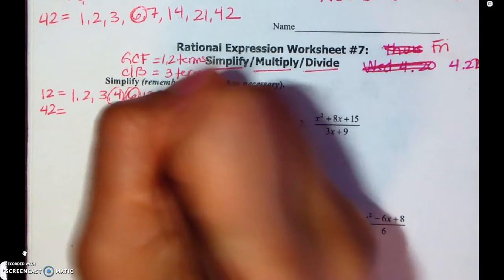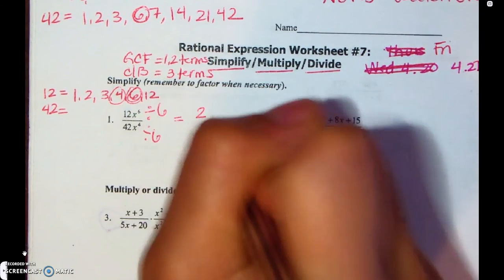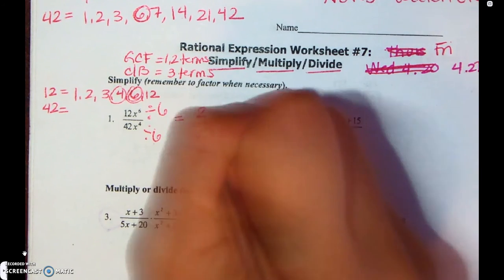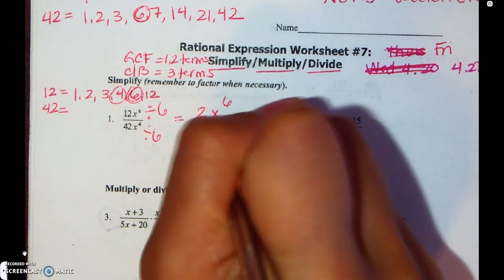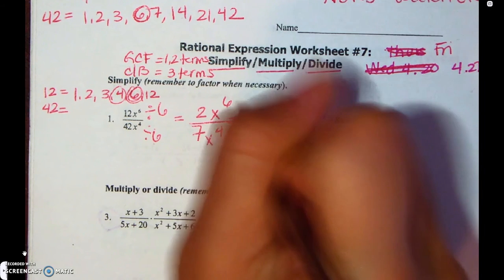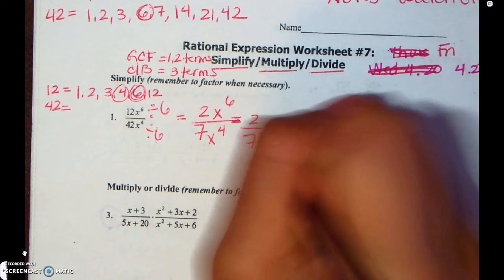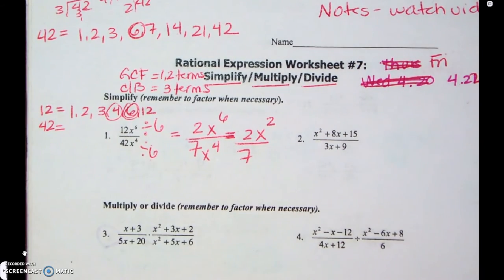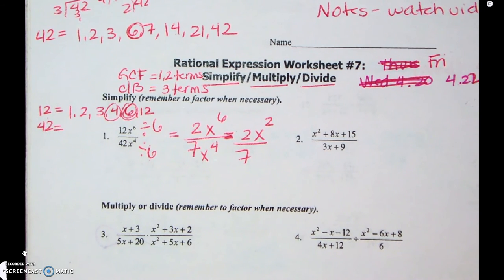So I'm going to divide the top and the bottom by 6. 12 divided by 6 is 2. 42 divided by 6 is 7. Then I still have 6 x's on the top and 4 x's on the bottom. When I eliminate 4 x's from the top because of the 4 x's on the bottom, I'm left with 2x squared over 7. And that is your final answer. So find the greatest common factor between the 2 terms and then eliminate x's as necessary.